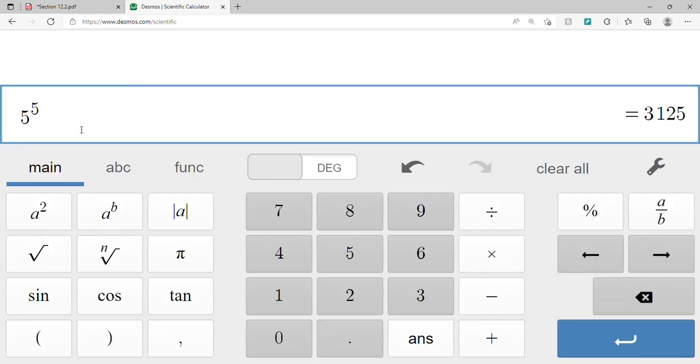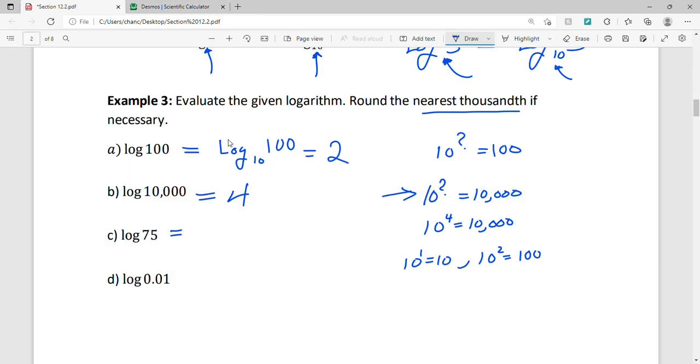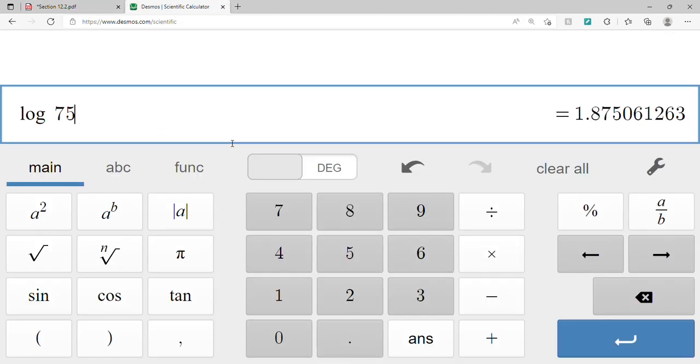We'll go to desmos.com/scientific and write log of 75. Log of 75 is 1.875. So we'll write 1.875. This is approximately 1.875. For part D, we'll again check with our calculators. We can approximate this log of 0.01. And this gives me a -2.